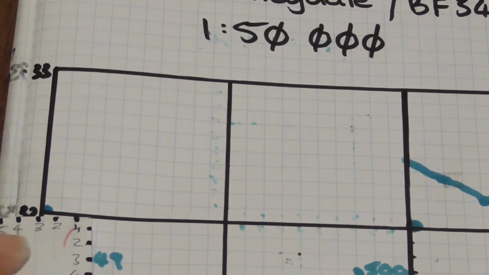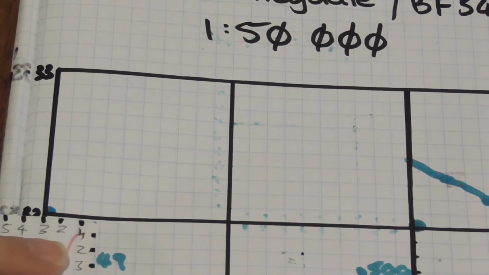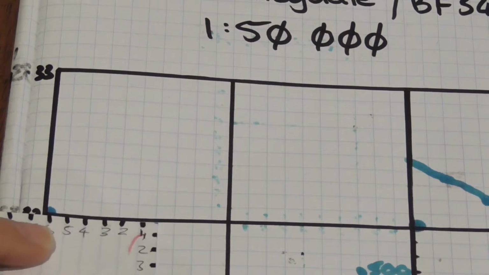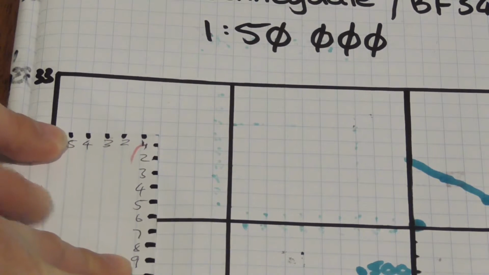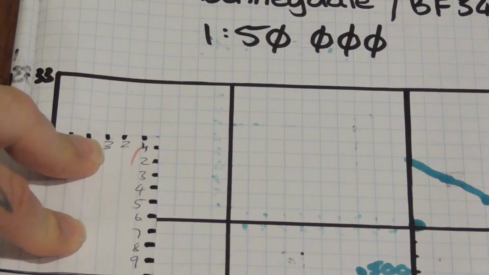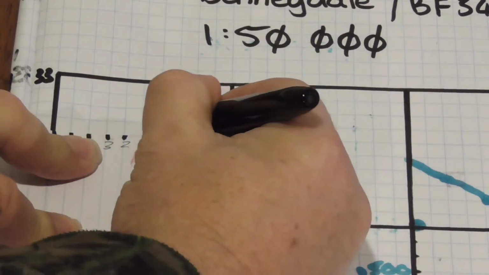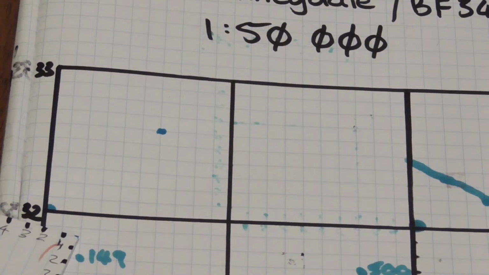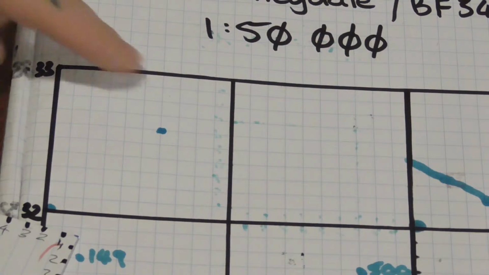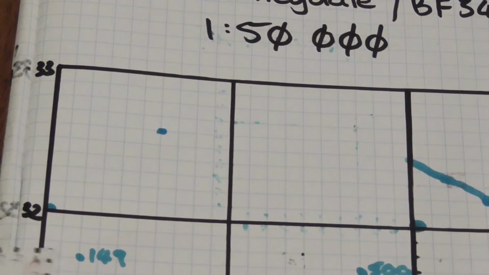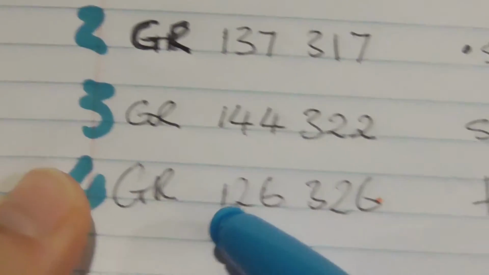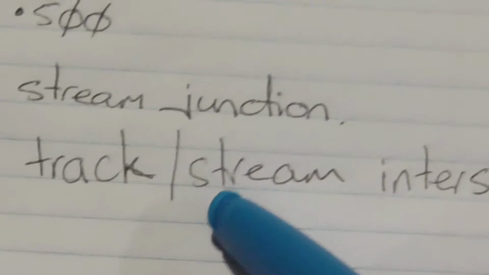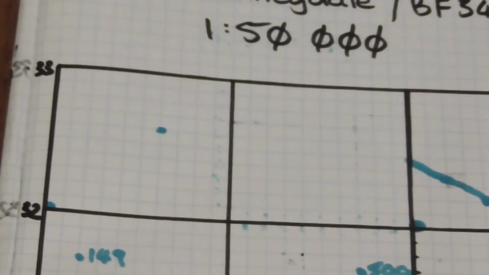So we're here. We go across to 6. We go up 6. We're here. We're in that little grid square. Okay? What are we looking for? Grid square 1, 2, 6, 3, 2, 6, track, stream, intersection. Okay, a track and stream intersection.